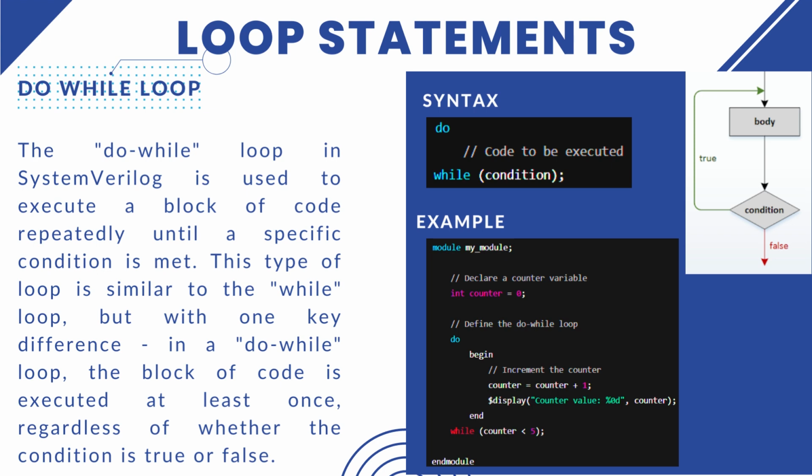One important difference to note between the while and do-while loops is that the do-while loop guarantees that the block of code will be executed at least once, regardless of the initial value of the condition. I hope this helps you understand the syntax flow diagram for a do-while loop in SystemVerilog.